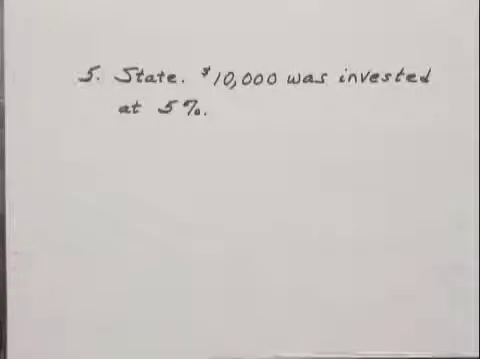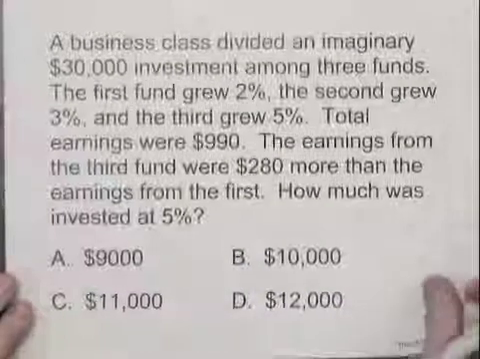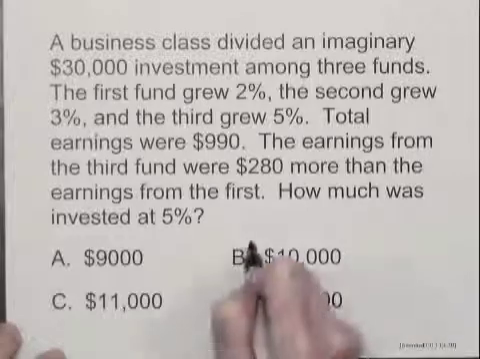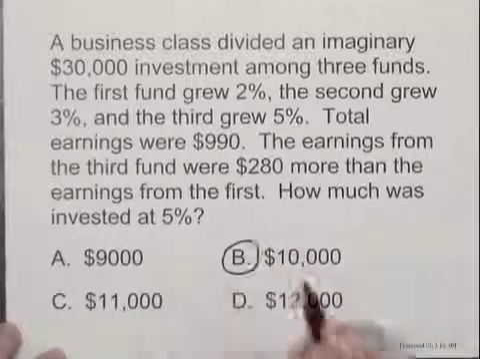And then we can state that $10,000 was invested at 5%. And we go back to the choices that we were given. We wanted to know how much was invested at 5%, so we see that choice B is the correct one.